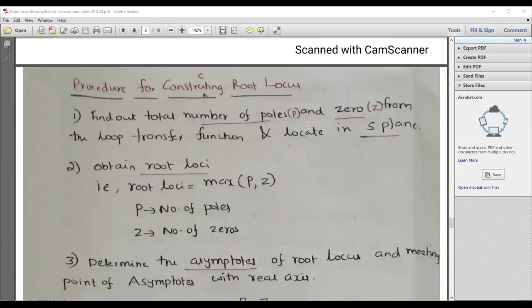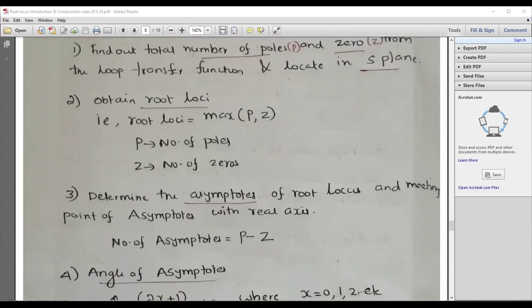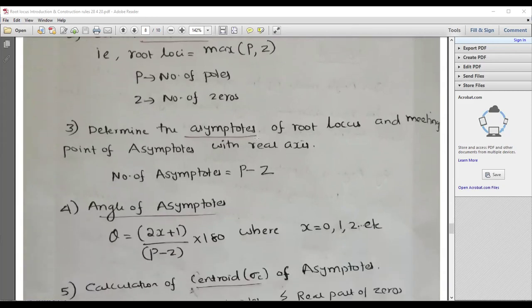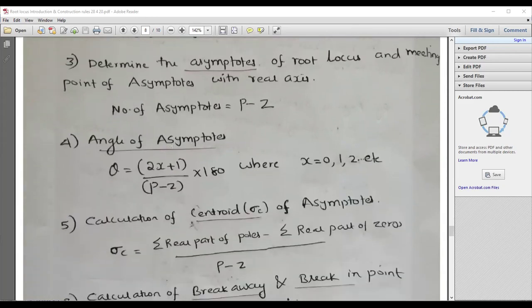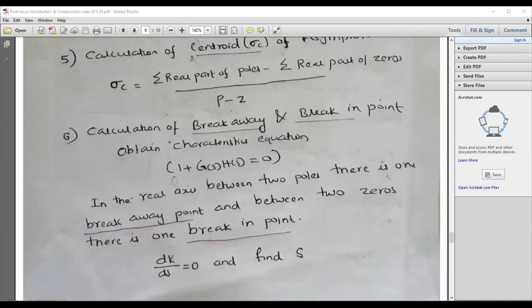Procedure for constructing the root locus. See, it is very clearly mentioned. Find out the number of poles and number of zeros, and obtain the root loci, maximum of number of poles, zeros. Determine the asymptotes. Find out the angle of asymptotes. Calculation of centroid. So remember the formula.